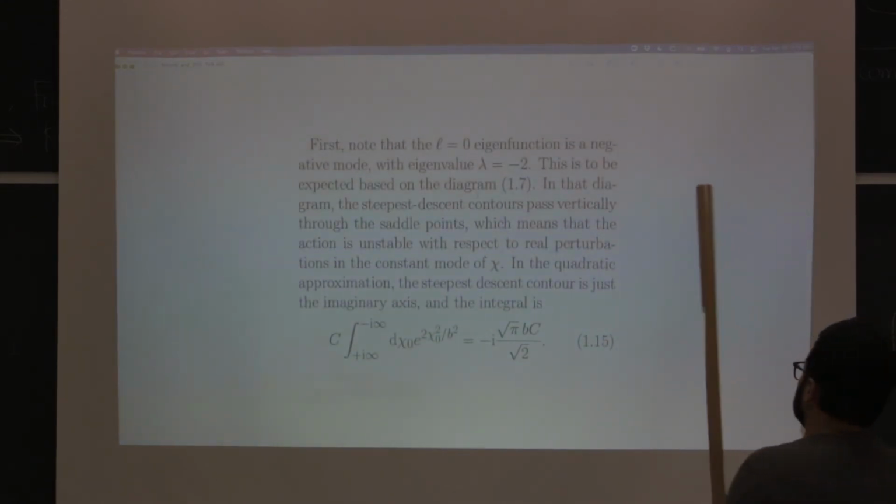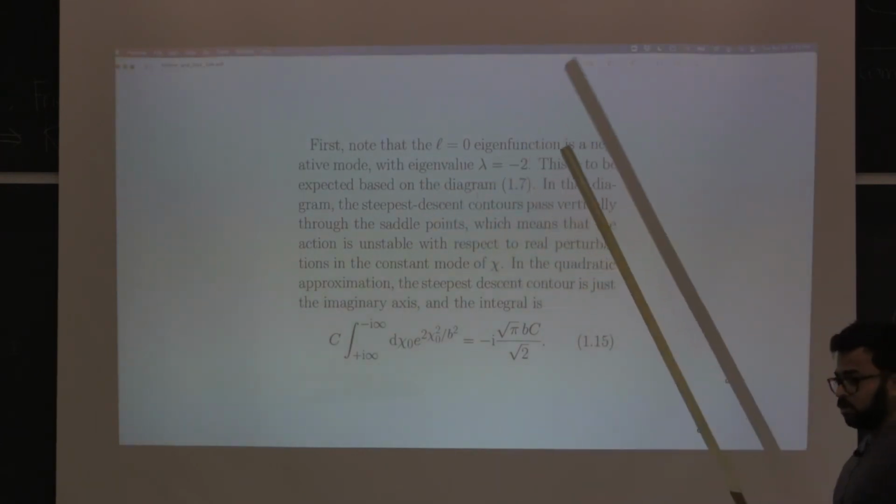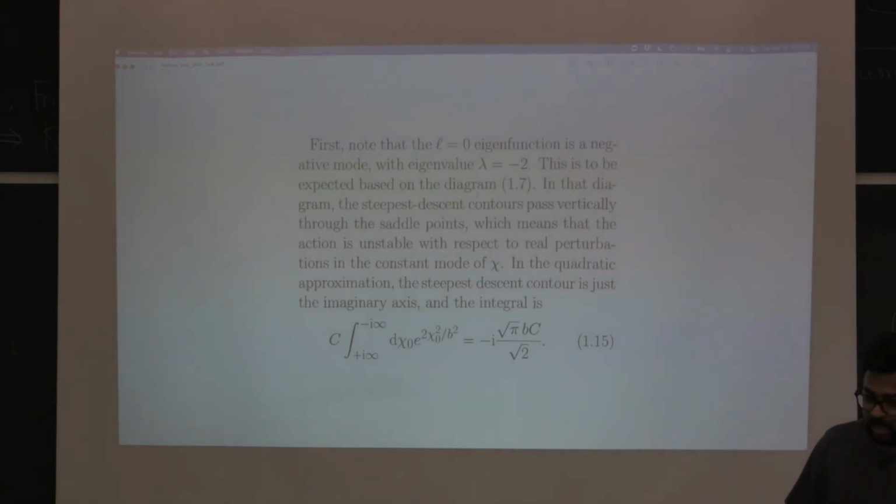Okay, so what's going on with the L equals 0 guy? The L equals 0 guy has a negative eigenvalue. Note that L equals 0 means chi is a constant, right? It was sigma classical plus chi. And if chi is a constant, it's just changing the 0 mode of sigma.